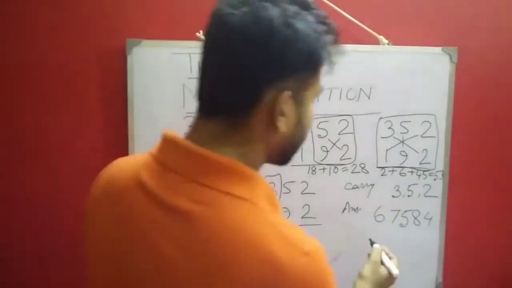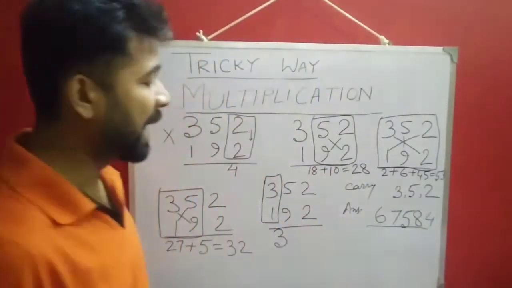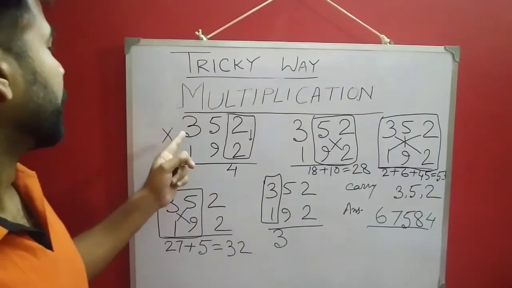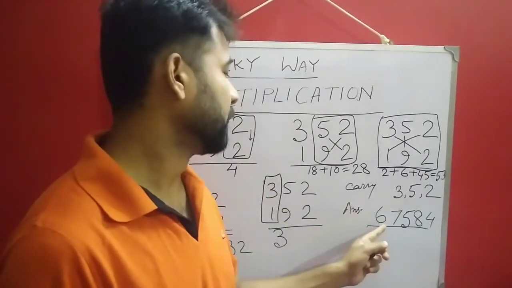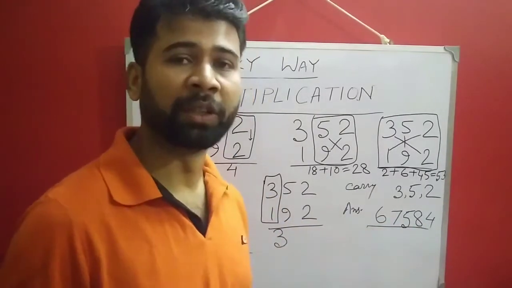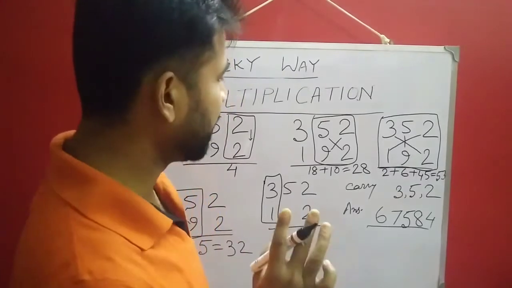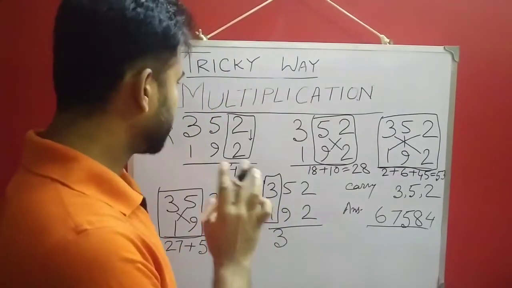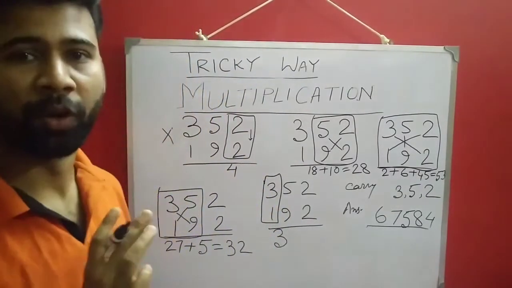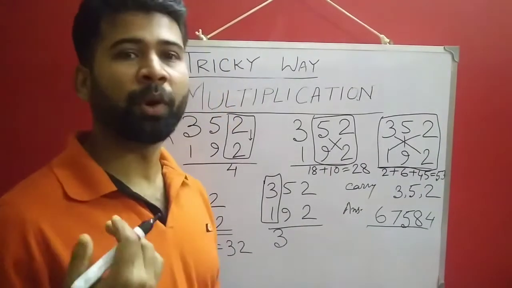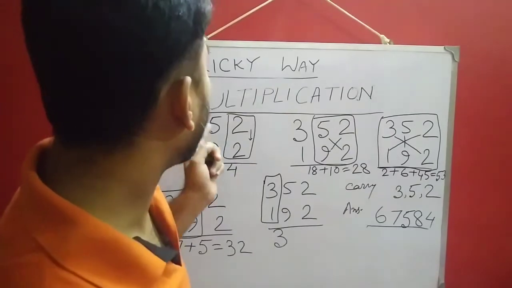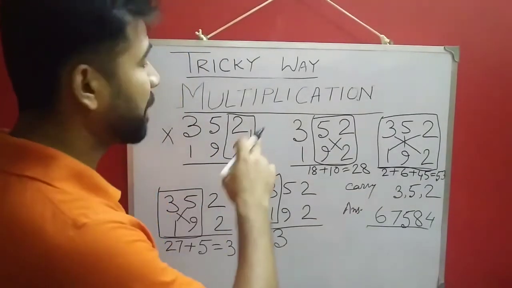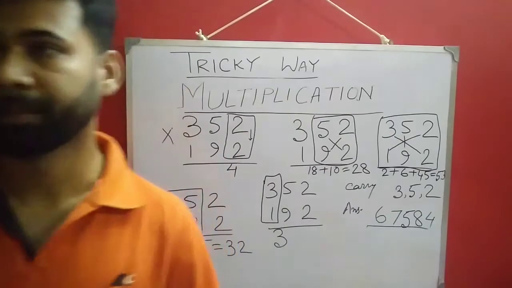So the answer is 67584. 352 into 192 equal to 67584. Is it clear? I hope it is very easy to understand. Now I am going to show 4-digit number multiplication.